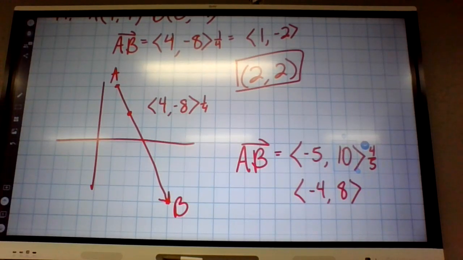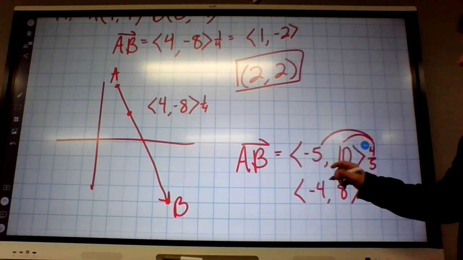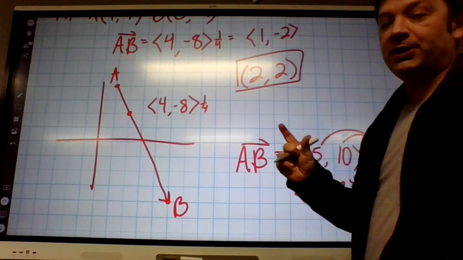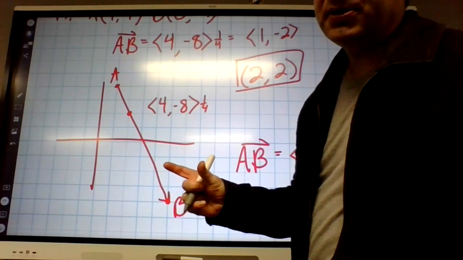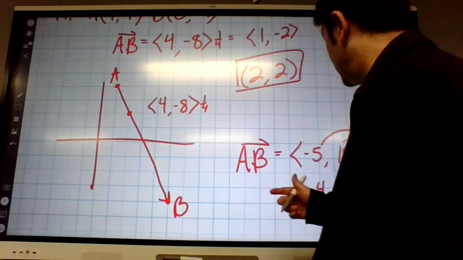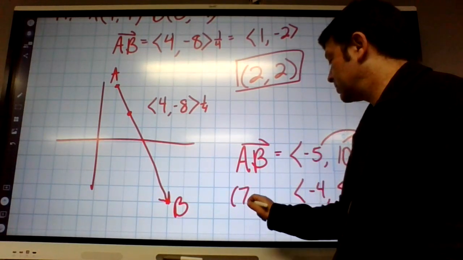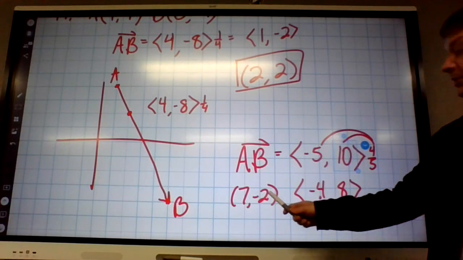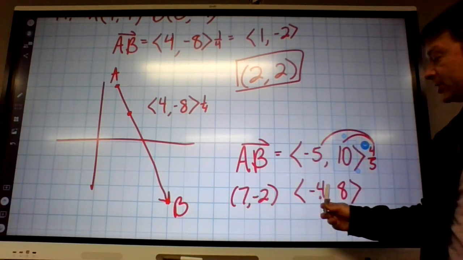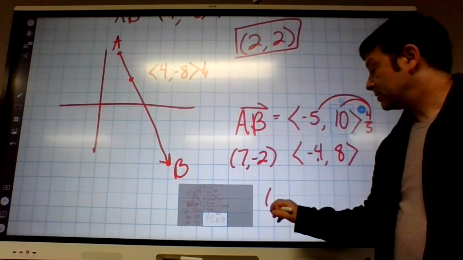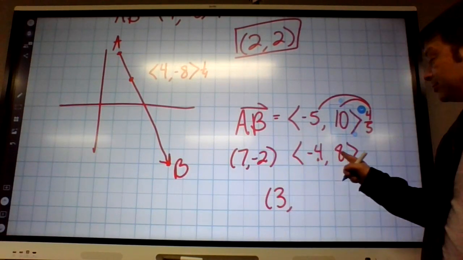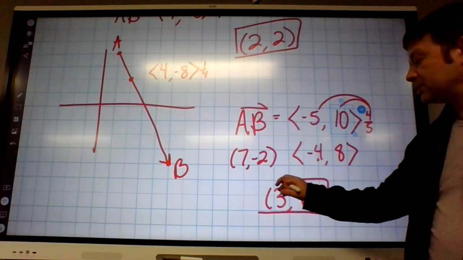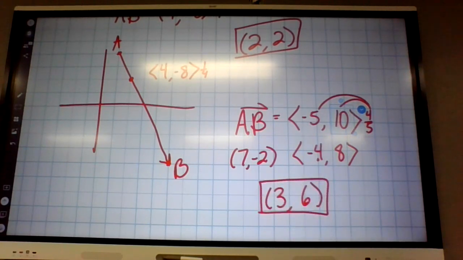If you multiply both of those. Okay, that's not the answer, that's how far we need to move, starting from point A. And A is at 7, negative 2. So if we move left 4, 7 minus 4 will be 3, and negative 2 plus 8 will be 6. So that gets us to 3, 6.